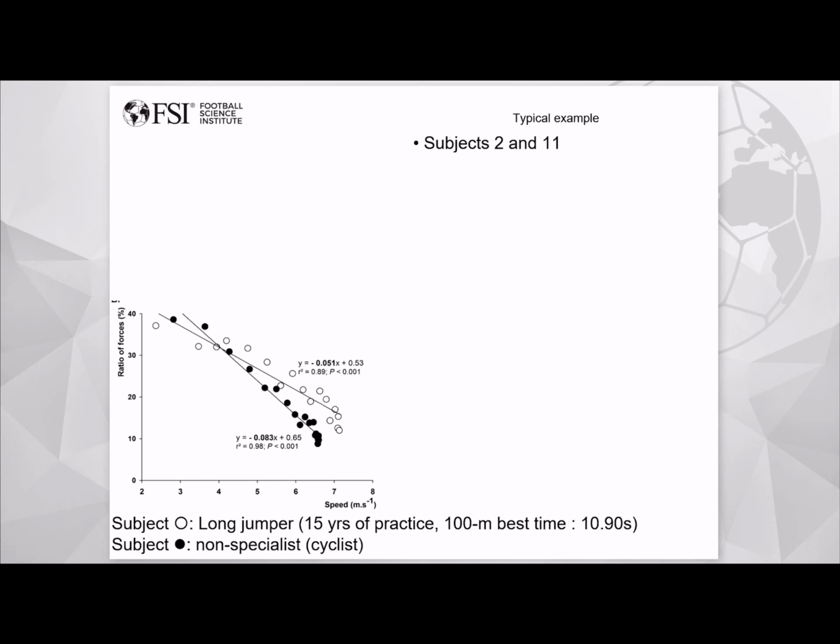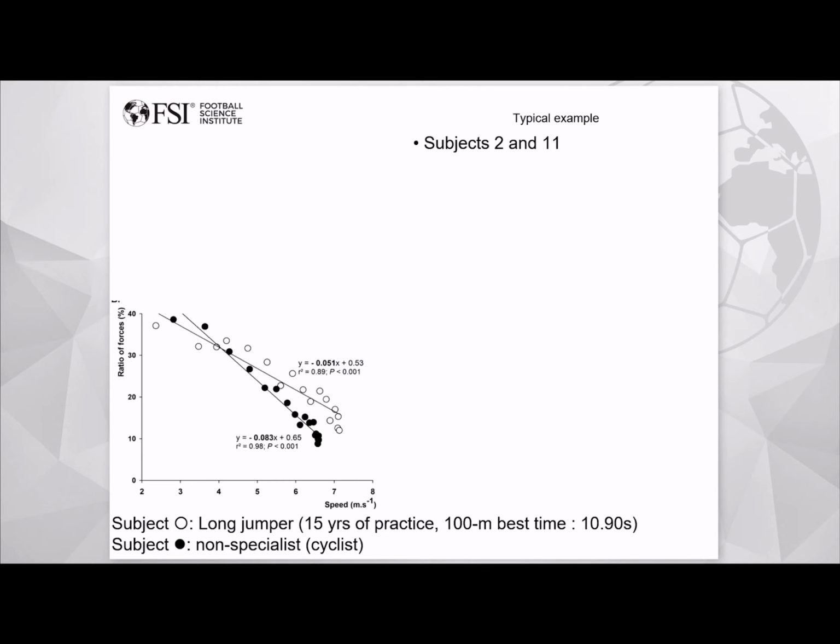One athlete is a long jumper, a good sprinter, and one athlete is not doing track and field, a cyclist. What do you see? One has a very good DRF, decrease in the ratio of force. His number is minus 5%. And the other one has a very, let's say, weak DRF. His index is minus 8%. So if you understand, one will maintain the ratio of force, but the other one will lose the ratio of force.